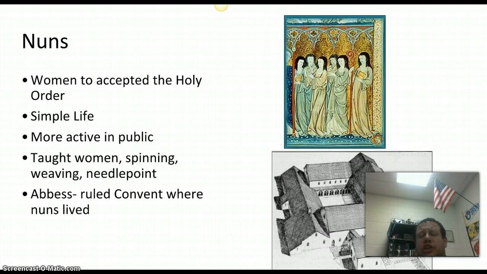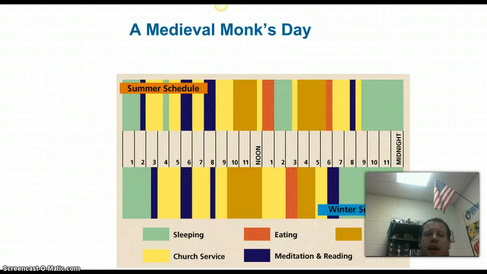Actually, if you wanted to become an educated woman at this time in history, the only way to do that was to become a nun. A lot of times they could read, they could write, same thing with monks. And a lot of times the abbess ruled that convent where they lived. So if you wanted to be an intelligent person, being a monk or a nun wasn't a bad thing. In fact, a lot of very rich people wanted their kids to become priests, monks, or nuns because they learned how to read and write and got an education.